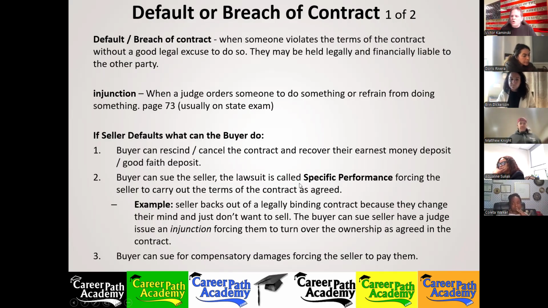The lawsuit is called specific performance, where they're forcing the seller to perform the contract as they agreed to in writing. Forcing the seller to carry out the terms of the contract as agreed. That's called specific performance. You need to know that for your definition list. What do you call the lawsuit that forces one party to do something that they agreed to do in the contract? It's called specific performance. That's the lawsuit.